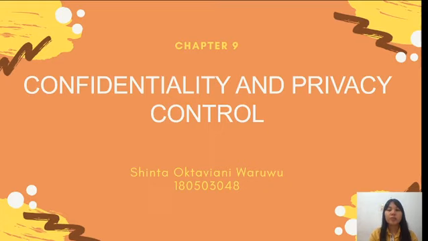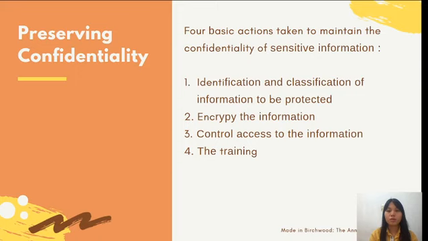I want to explain about chapter 9, Confidentiality and Privacy Control. There are 4 basic actions taken to maintain the confidentiality of sensitive information. Number 1 is identification and classification of information to be protected. The first step to protect the confidentiality of intellectual property and other sensitive business information is to identify where such information resides and who has access to it.